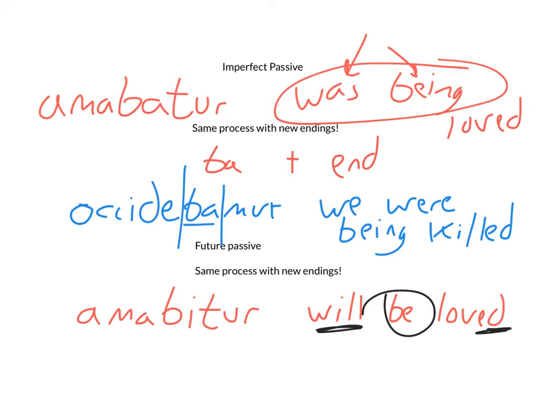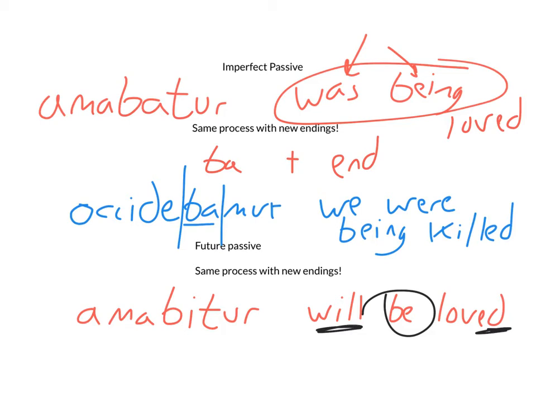It is something that the subject is not doing. If you say like Cleopatra will be loved, she is not doing the loving. Somebody else is loving her, but she is still the subject. So Cleopatra amabitur. Cleopatra will be loved. In the future, she will be acted upon.